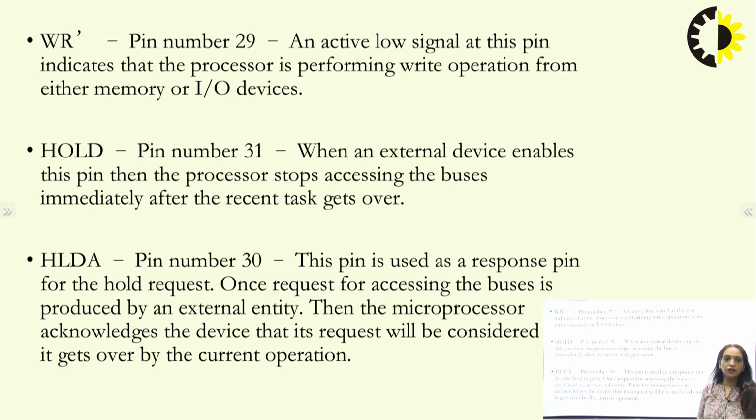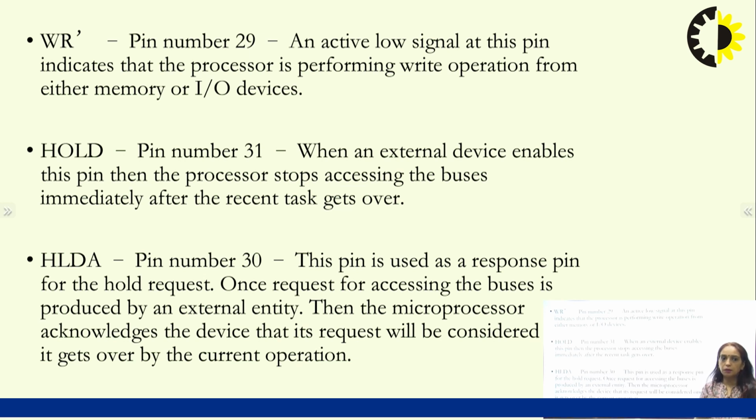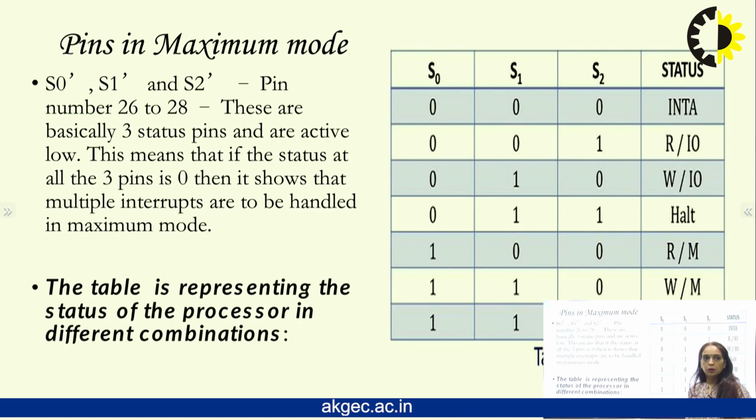When a request for accessing the bus is produced by an external entity, the microprocessor acknowledges the device that the request will be considered once the current execution is done. Once the current execution is done, the microprocessor will send the hold acknowledgement signal, which indicates that now my buses are free, my address buses, data buses and control buses, all my resources are free, you can use them.